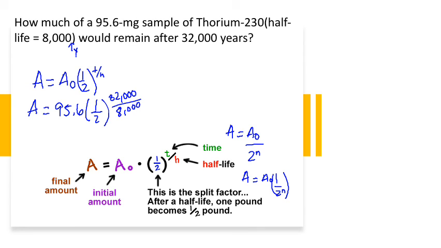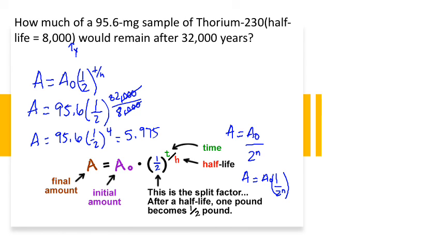Okay, so 32. I'm going to first reduce this, so we know these zeros cancel. 32 divided by 8 is 4. So that is the number of half-lives, 4. Now I'm going to multiply everything: 0.5 raised to the 4, multiplied by 95.6. Okay, we get a final answer of 5.975.